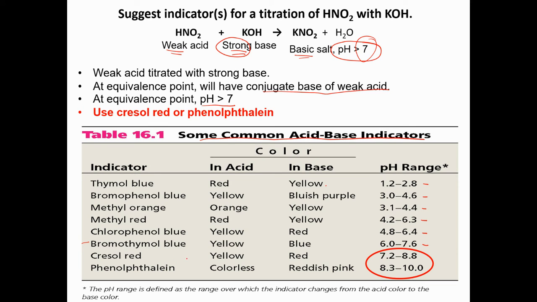Then we look at cresol red and phenolphthalein. Cresol red is 7.2 until 8.8, so if the pH at equivalence is more than 7, it can detect it. Another one we can use is phenolphthalein, because phenolphthalein is between 8.3 and 10.0. So you can calculate the pH at the equivalence point first, and then choose which one to use, cresol red or phenolphthalein.